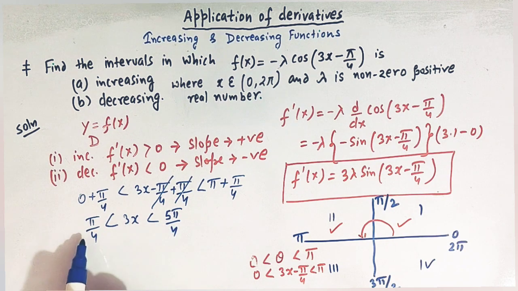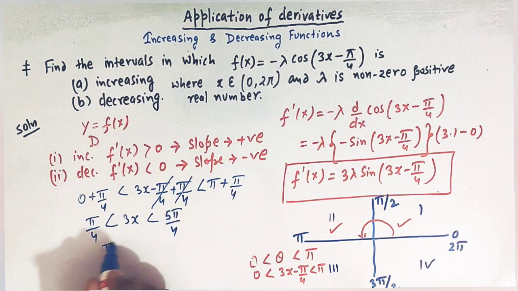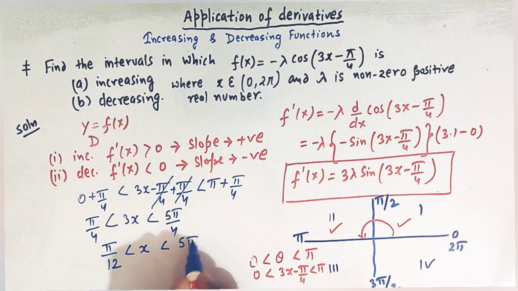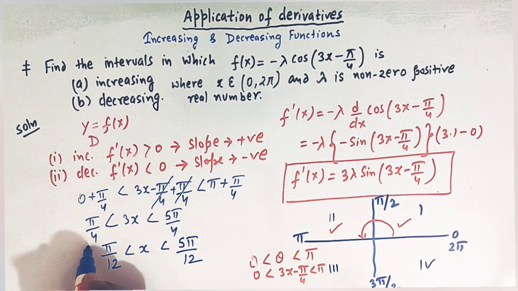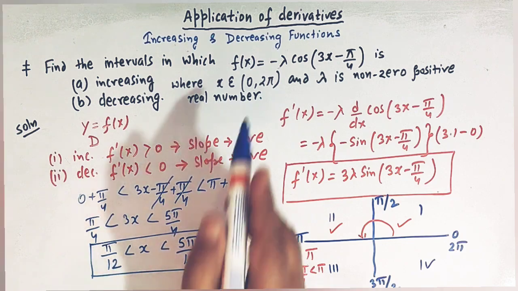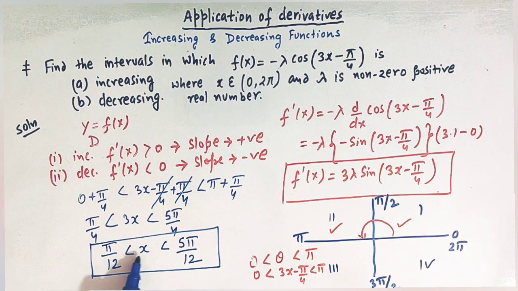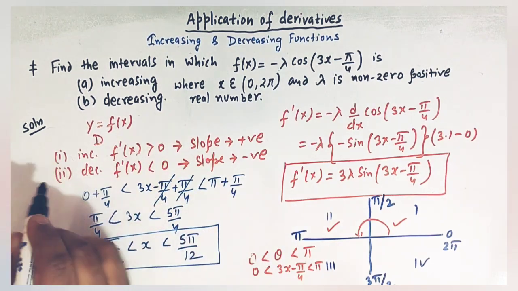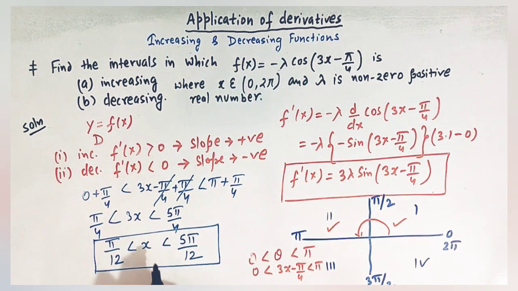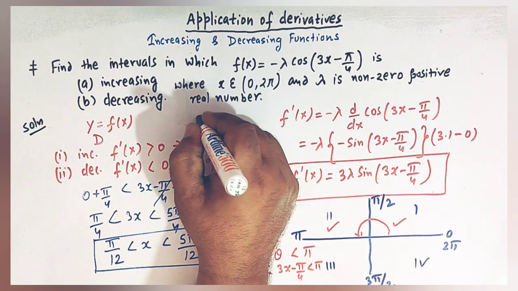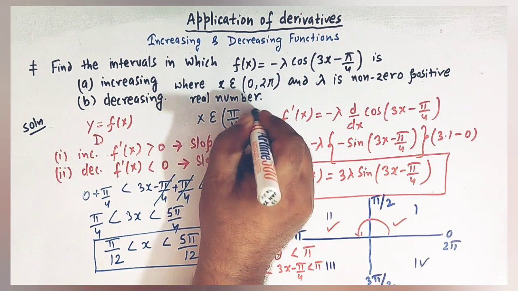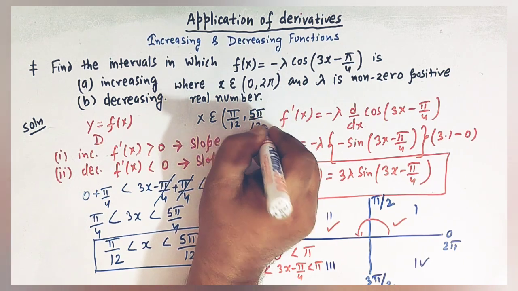Now let us divide throughout by 3. So we get pi by 12 here, and here we have 5 pi over 12. So this function f of x is increasing when x lies between pi by 12 and 5 pi by 12. So now we can say that this function f of x is increasing in the interval x belongs to pi by 12 to 5 pi by 12.